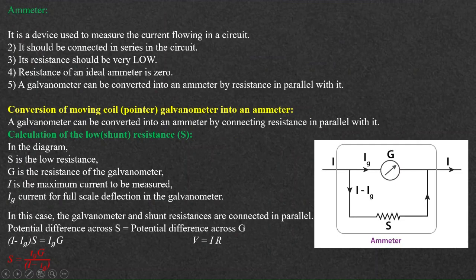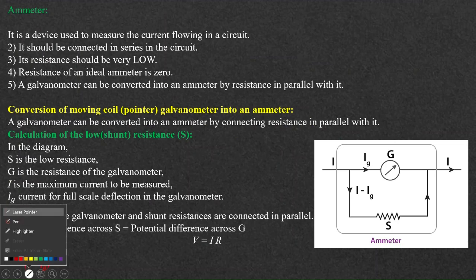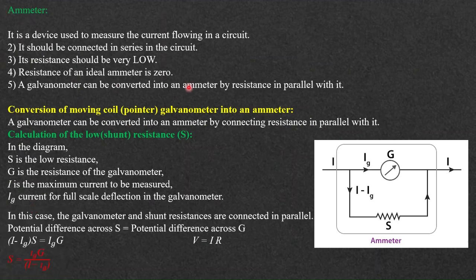Now we're going to see how to convert a galvanometer to an ammeter. About the ammeter, you can read this; you'll understand what an ammeter is about. Now let us concentrate only on the conversion of a galvanometer into an ammeter. So now let us observe the circuit diagram here.